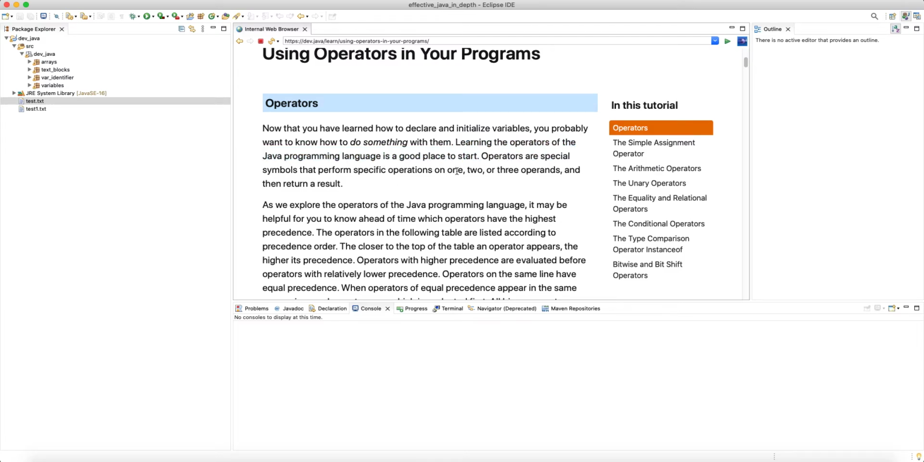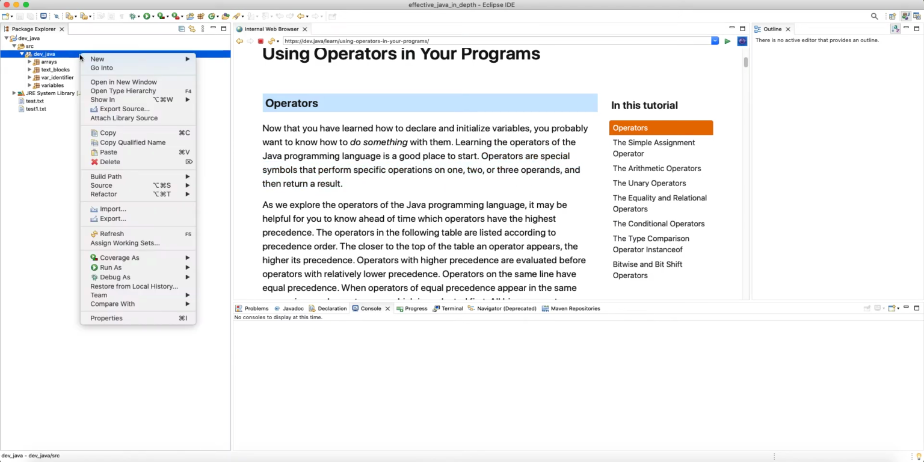And it's very easy, right? These are something that you already are familiar with. So these are not some sort of foreign concepts. Operators are special symbols that perform specific operations on one, two, or three operands and then return a result.